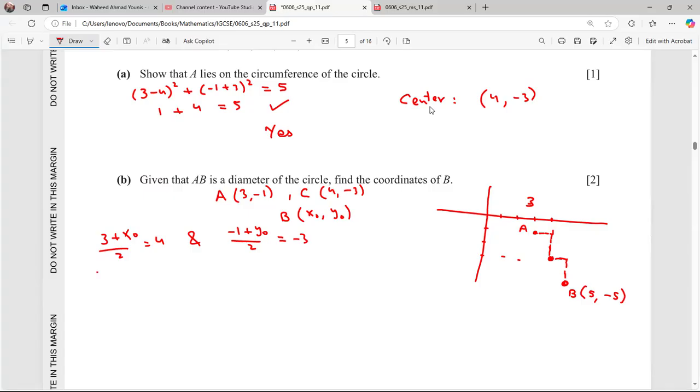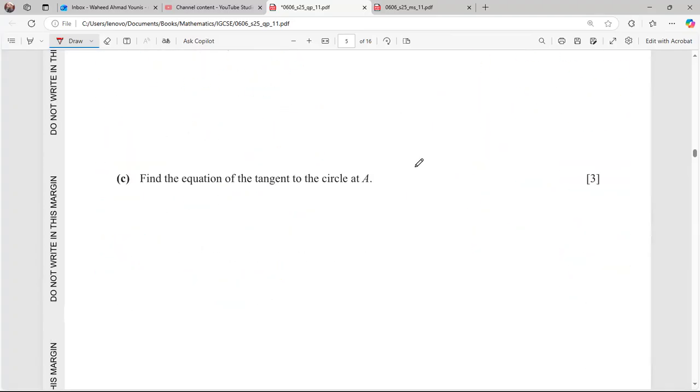Okay, so this gives me x0 equal to 8 minus 3, so this is 5. And similarly, y0 gives me minus 3 times 2 is minus 6, and plus 1, so it is minus 5. So yes, my point B has coordinates 5 and minus 5. So exactly the same as we found over here. So this was also straightforward. Now find the equation of the tangent to the circle at A.